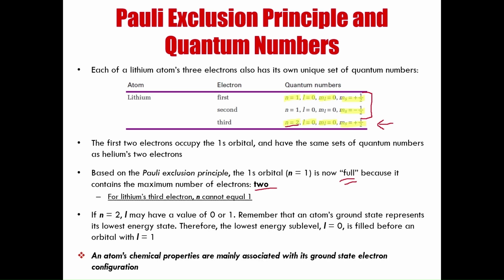An atom's chemical properties are mainly associated with its ground state electron configuration. Like I alluded to in the last couple of slides, you have to remember that the reason why atoms react is because of these orientations and these orbitals and these electrons that are half filled. If you look at energy level 2, the reason why lithium wants to lose 1 electron is because it only has 1 electron in the second energy level. That 1 electron is unpaired, meaning the magnetism is not canceled out, and that magnetism contributes to the reactivity of lithium.